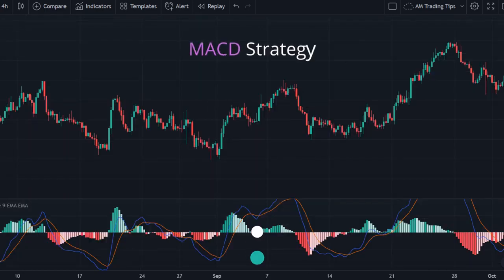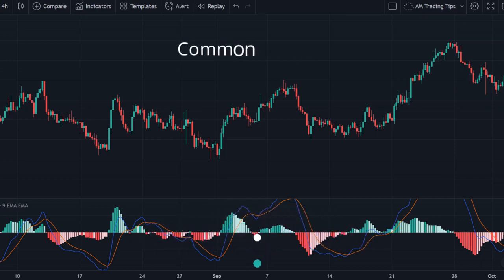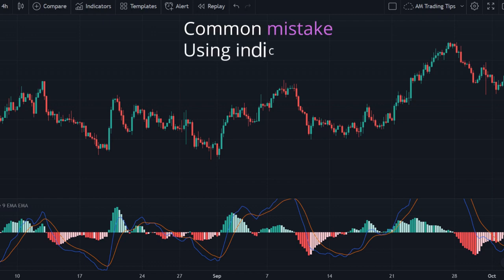Now let's talk about the strategies that you can use with the MACD indicator. First of all, a common mistake that traders make is using indicators by themselves. Let me show you why using MACD alone is a bad idea.